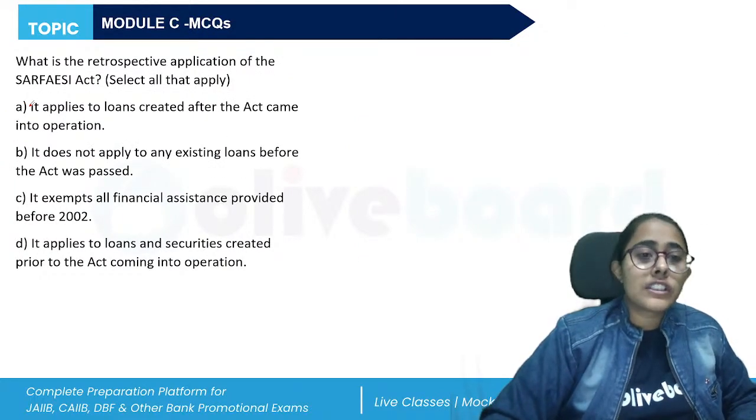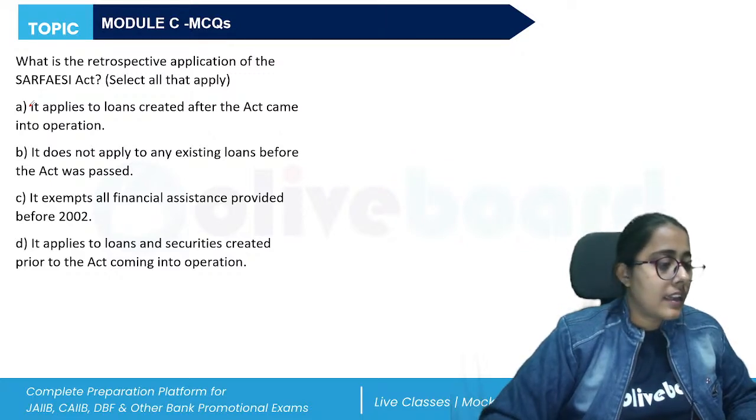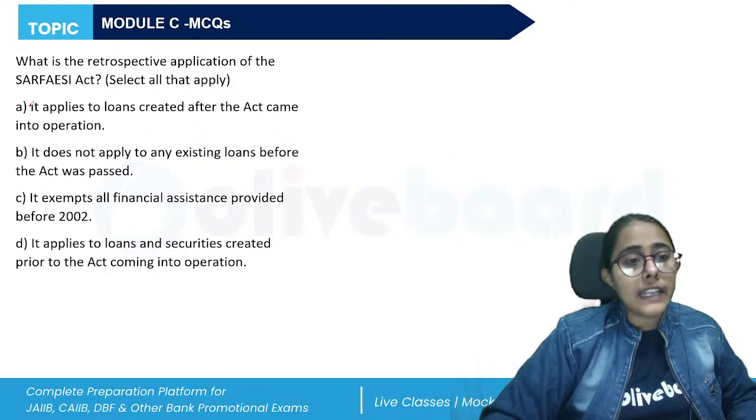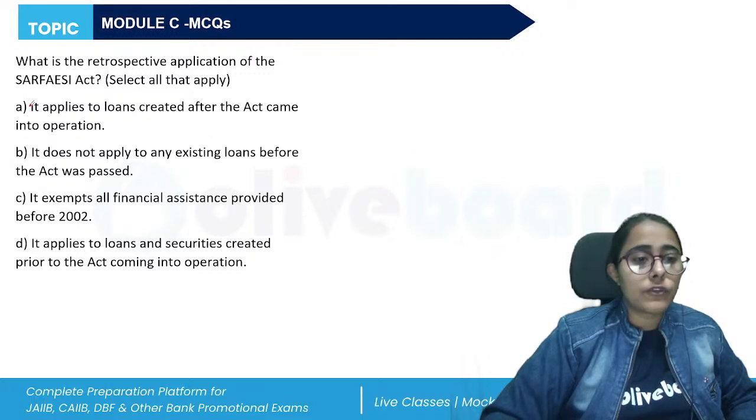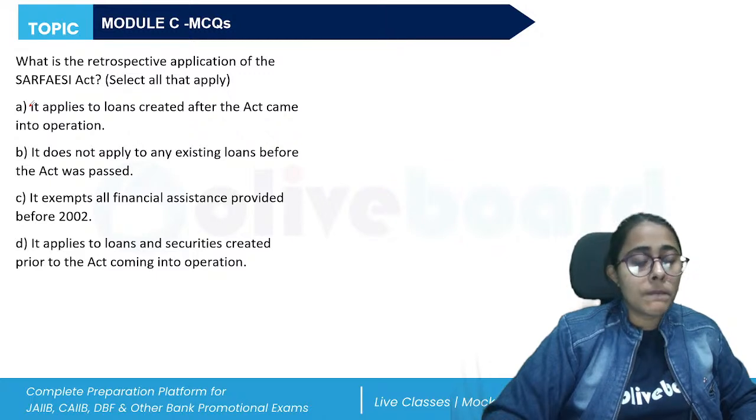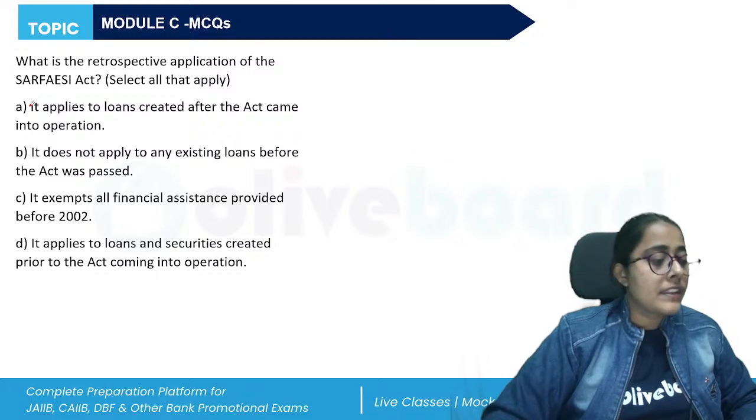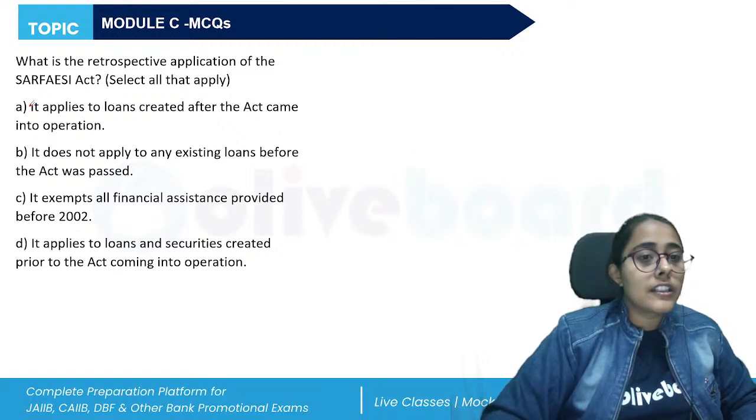Then what is the retrospective application of the SARFAESI Act? The options: SARFAESI Act is applied retrospectively; it applies to the loans created after the Act came into operation; it does not apply to any of the existing loans before the Act was passed; it exempts all the financial assistance that is provided before 2002; it applies to the loans and securities created prior to the Act coming into operation. So regarding the loans that were created before the act came in 2002, what is the retrospective application of the SARFAESI Act? Can we use the act there?